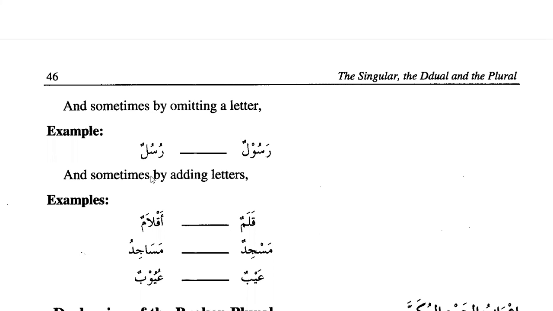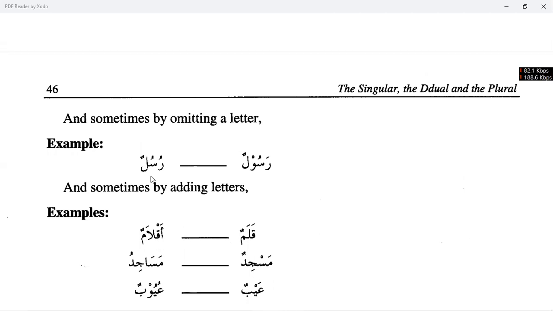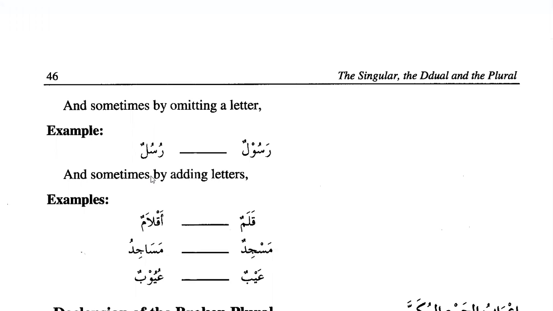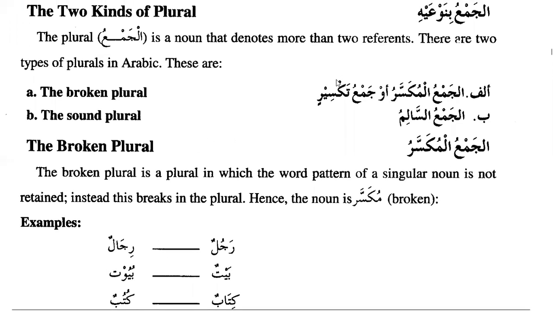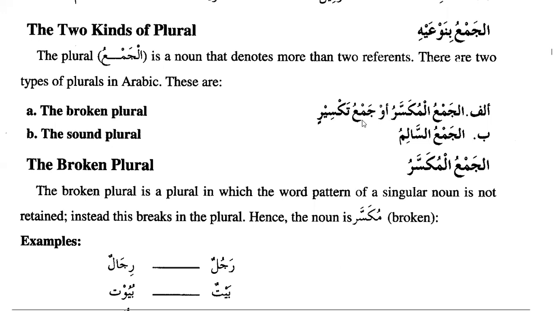So, Mr. Jibril, what is plural called in Arabic? What is the word for plural in Arabic? Jam'u. And what are the types of jama in Arabic? So there are broken plural and sound plural. What are broken plural called in Arabic? Sorry, I can't remember it. It is called al-jama mukassar, or you can also call it jama taksir. It has these two names, okay?